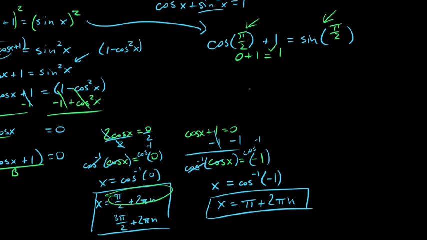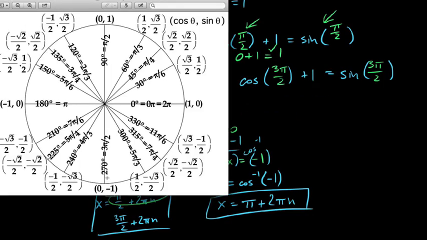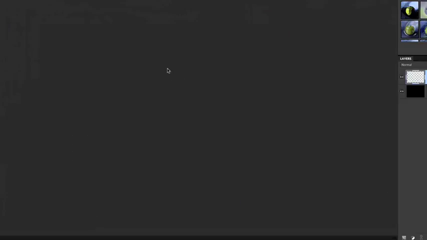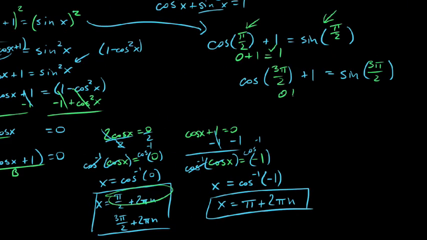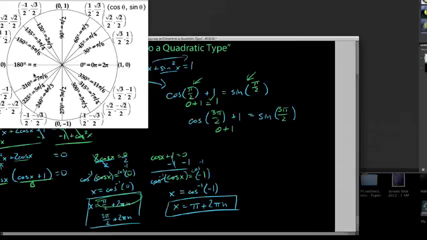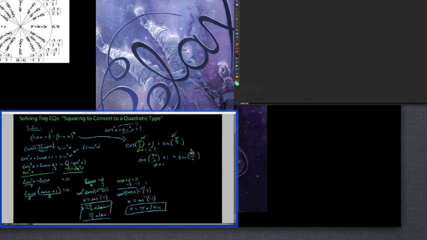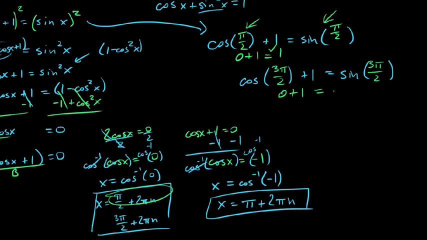When we check 3 pi halves, I'm just going to go ahead and spill the beans here. This is going to be the one that doesn't work, but we've got to show you. Cosine at 3 pi halves, of course, is 0. So we have 0 plus 1, and sine at 3 pi halves is negative 1. So we get 0 plus 1 is negative 1. Of course, this doesn't work out. So what this means is, even though you found it, it is not a solution to this equation.